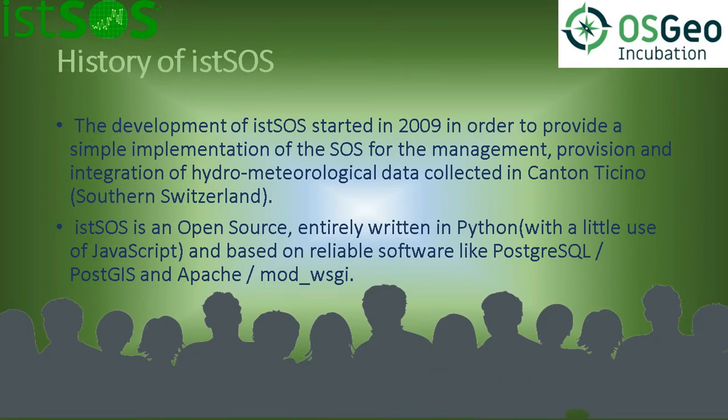History of istSOS. istSOS has a wonderful history. The development of istSOS started in 2009 in order to provide a simple implementation of the SOS for the management, provision and integration of hydrometeorological data collected in Canton Ticino, southern Switzerland. istSOS is open source, entirely written in Python with a little use of JavaScript, and based on reliable software like PostgreSQL/PostGIS and Apache mod_wsgi.